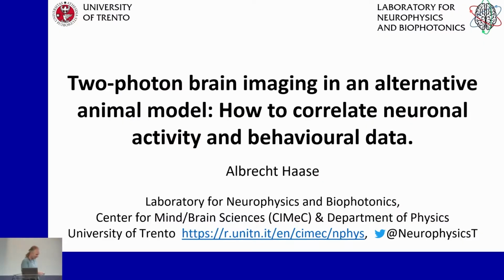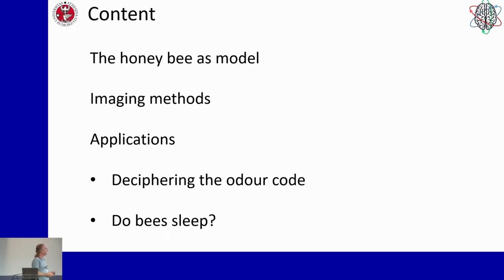And now it becomes a little more applied. So I would like to show you how we connect the neuronal imaging with behavioral data. We use a not very common animal model, namely the honeybee, and I'm going to start by motivating this. Then I show you some of our methods, and finally I'd like to present two applications, namely what do we learn about the representation of odors in the brain of the bee, and whether we can detect signs of sleep in this animal model.